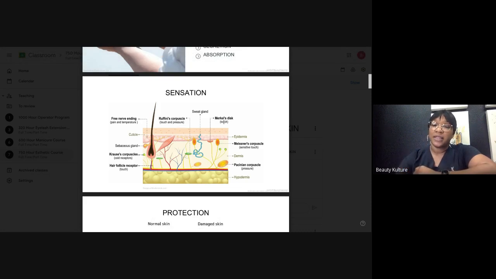And then we have a Merkel's disc, which is responsible for touch. Then we have Meissner's corpuscle, which lets us know that's a sensitive touch or maybe a pleasurable touch. And then the Pacinian corpuscle, which lets us know there's some pressure in the area. Maybe there's a book resting on your foot, or maybe you're getting a massage and the pressure from the massage is speaking to that Pacinian corpuscle. Okay, so that's all about sensation.